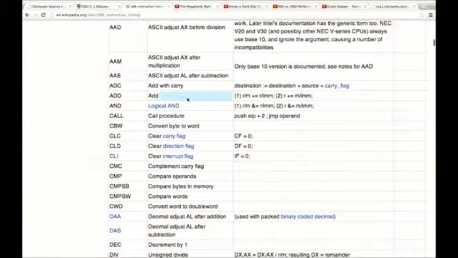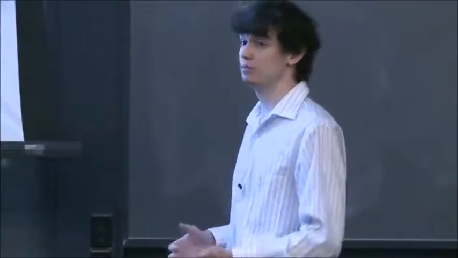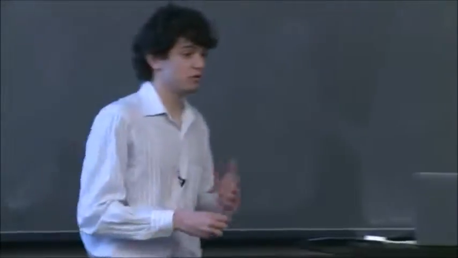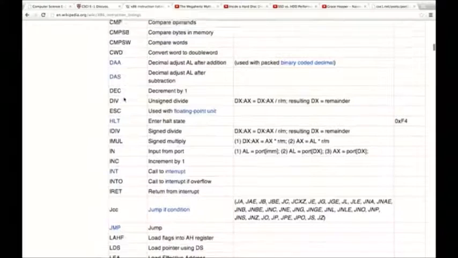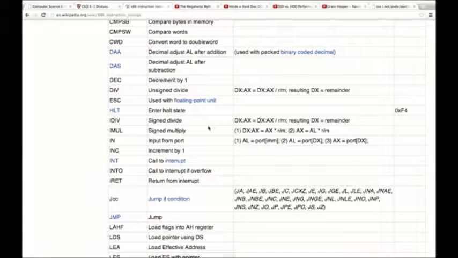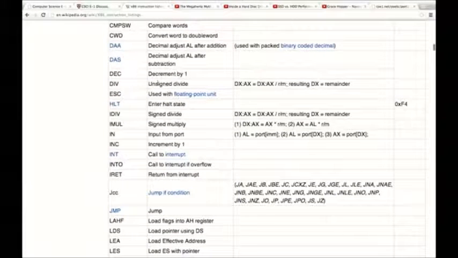For example, this instruction here says add. The instruction add is not an acronym, it just means add. That means this instruction can be used to add two numbers together. Scrolling through, it seems like a lot of these are at that same level, right? We can add numbers, we can compare numbers, we can decrement a number by 1.